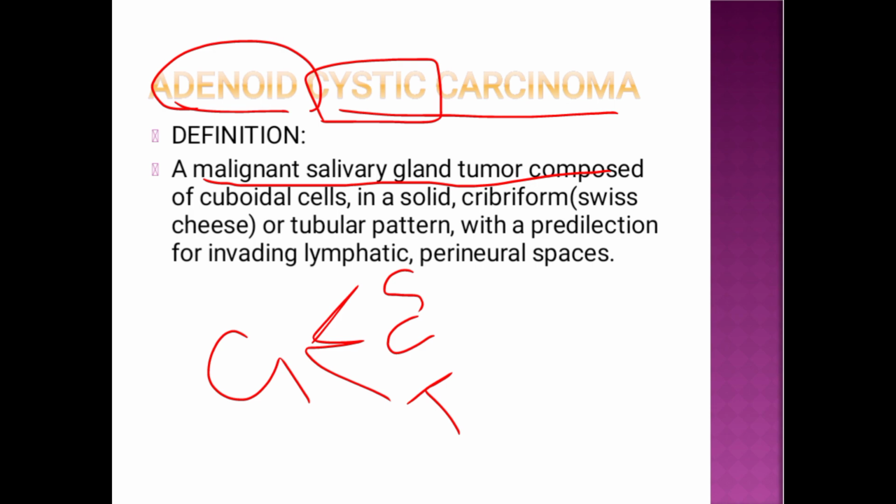Always remember that in this carcinoma, perineural invasion occurs in very early stages as compared to other carcinomas in which perineural invasion occurs in the later stages. So it spreads very fast, we can say. Now, you have studied that the cuboidal cells are in three forms: cribriform, solid, tubular. Mostly it involves the lymphatics, and it invades the perineural spaces early.